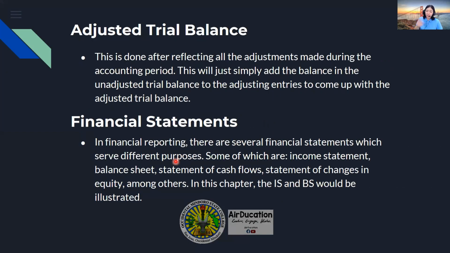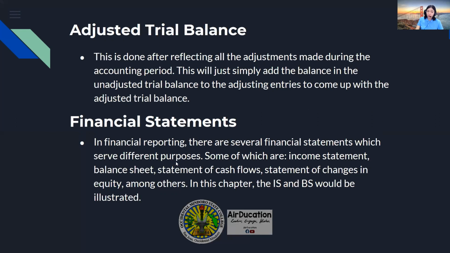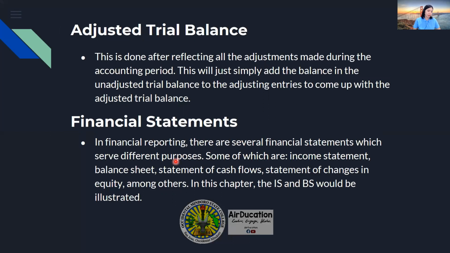Now, once you're done encoding all the possible adjustments on the financial statements at the end of the month, we are now going to prepare the adjusted trial balance. How are we going to do that? Okay, so nasa income statements na tayo. Kapag adjusted trial balance, parang trial balance lang din natin before, yung ginawa natin previously, pero magkakaroon ng mga additional accounts kasi nga nag-update tayo. Magkakaroon siya ng iba't ibang accounts na bago dahil nga nag-adjust tayo.